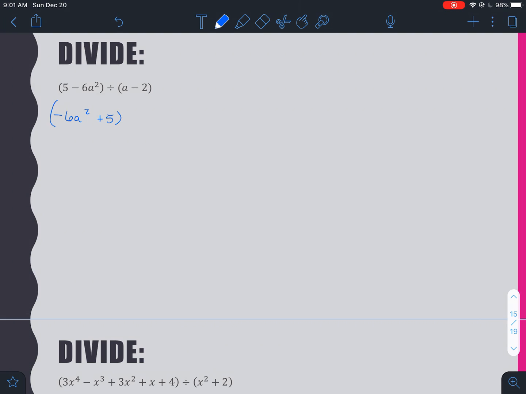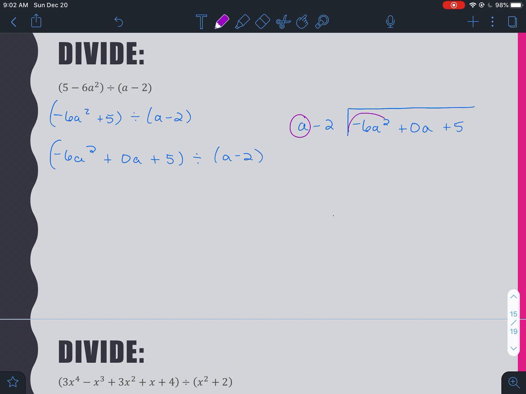All right, let's look at the next one. So we have negative 6a squared plus 5. Put it in descending order, divided by a minus 2. So it's missing a term. So negative 6a squared plus 0a plus 5 divided by a minus 2. All right, let's put it in the long division box. So negative 6a squared, there were no a terms, so we're going to put 0a and then plus 5 divided by a minus 2. So why don't you guys pause the video and try that one.